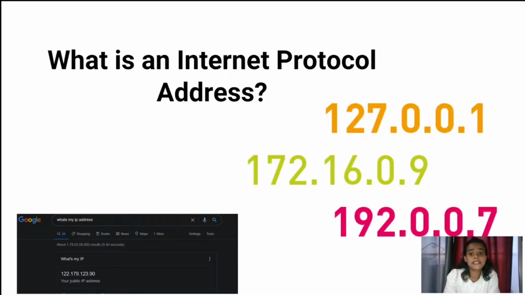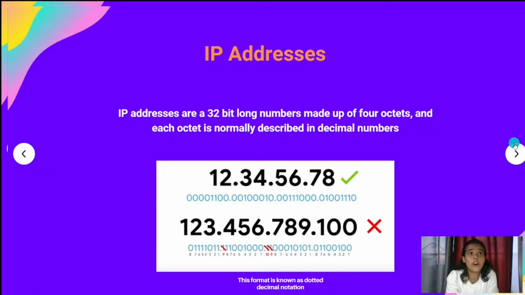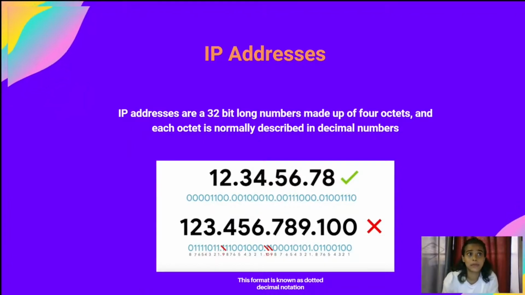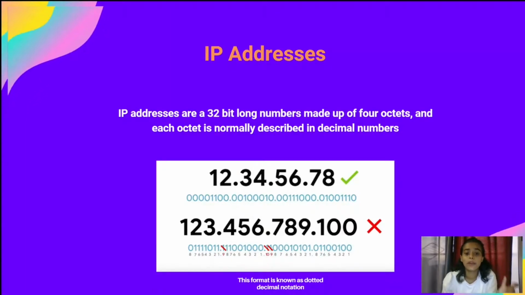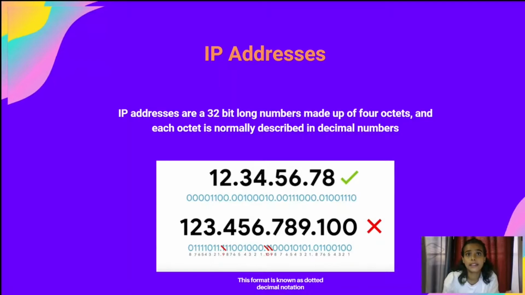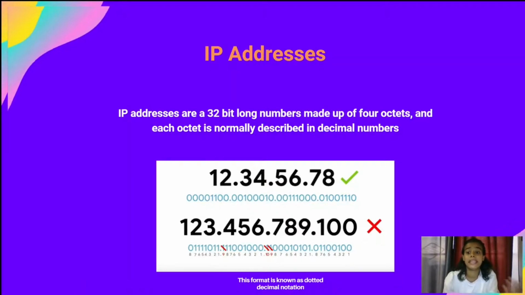An IP address is a 32-bit long number made up of 4 octets, and each octet is normally described in decimal numbers. For example, 12.34.56.78 is a right IP address, whereas 123.456.789.100 is not, because it has numbers larger than could be represented by 8 bits.